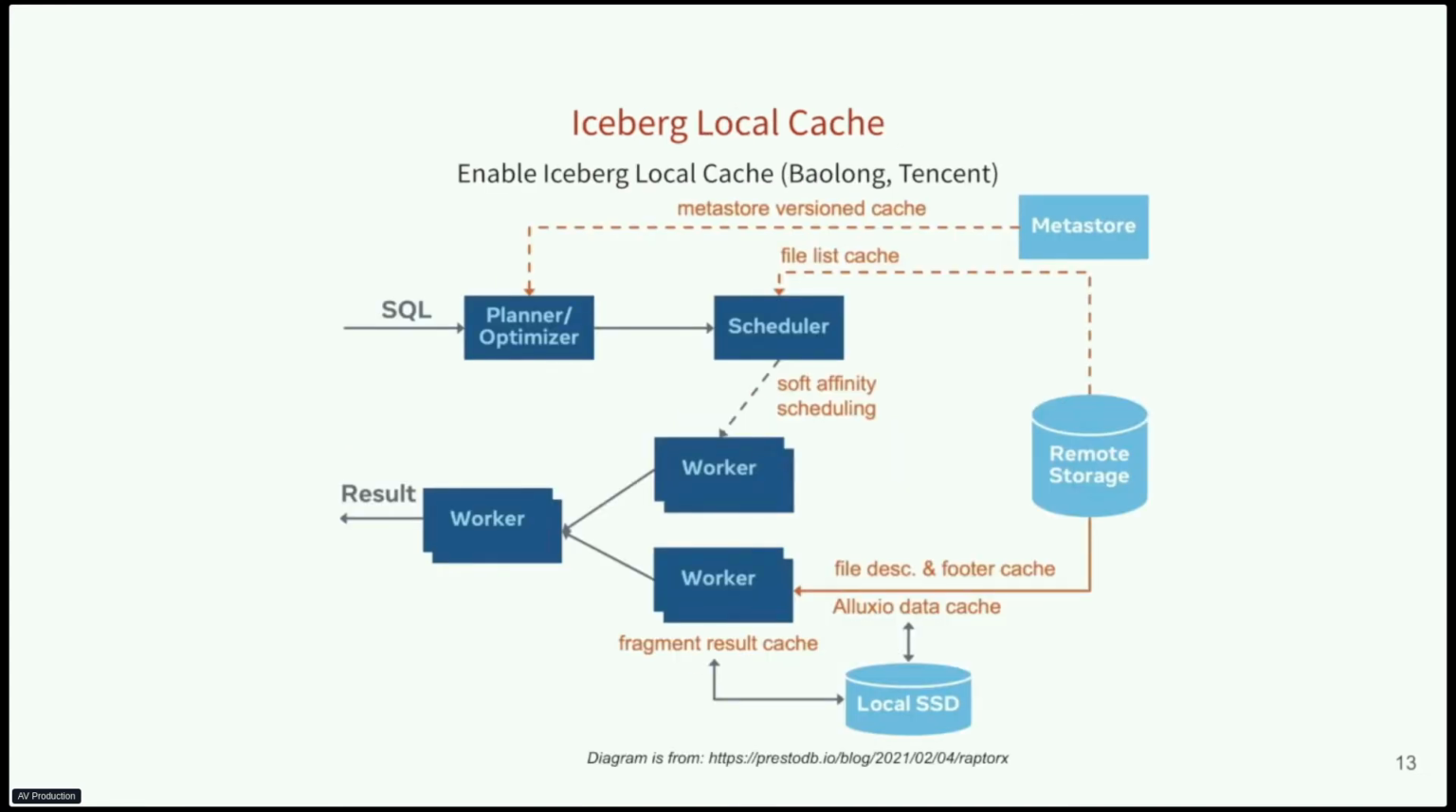I borrowed this diagram from the RaptorX project, but it's almost the same thing in the Iceberg connector, because in our Iceberg connector we just reuse the Parquet reader and the ORC reader in the Hive connector. So that means every optimization we did in the Hive connector, I mean in Hive's Parquet reader or ORC reader, mostly we can reuse them, including our local cache.